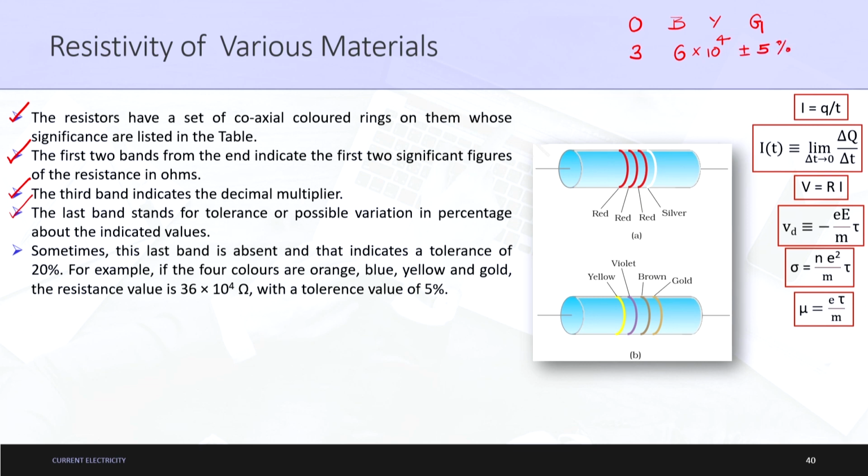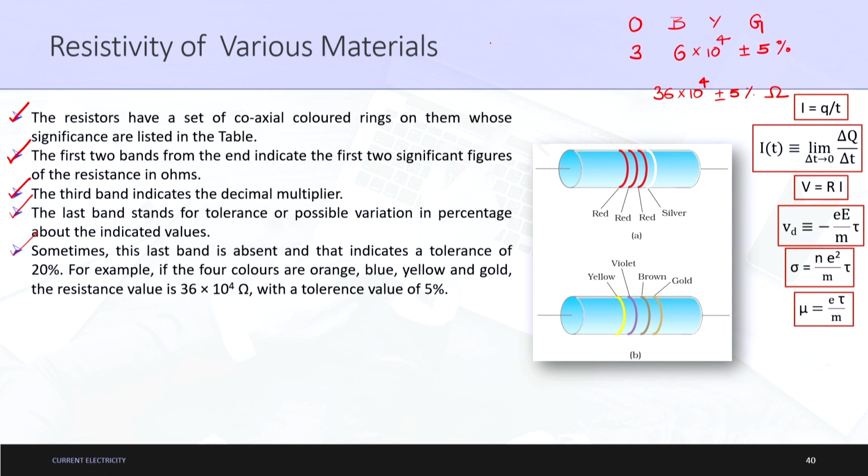Hence, the resistance of that particular carbon resistor will be 36 into 10 to the power 4 ohms plus or minus 5%, and this is the complete answer of the previous point which is written here. What does plus or minus 5% mean?